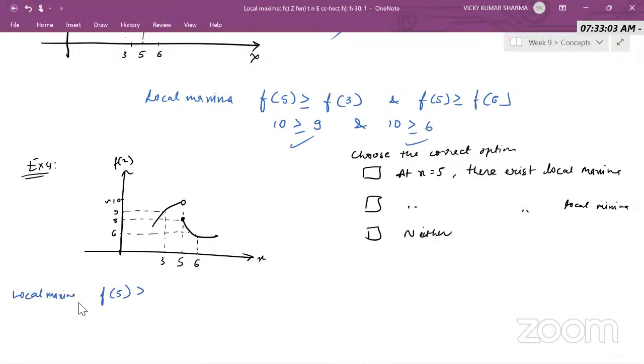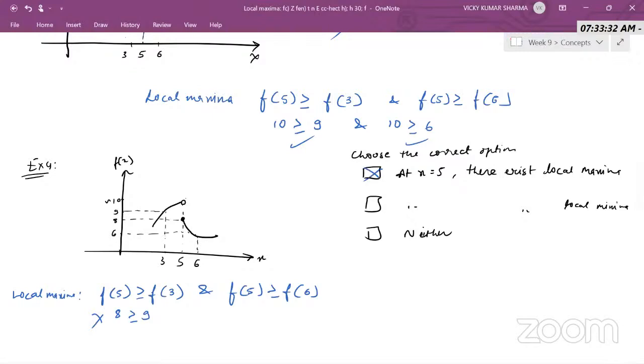So first let me write down local maxima, and then we look at the local minima condition. f of 5 has to be greater than or equal to f of 3, and f of 5 has to be greater than or equal to f of 6. Let us write down the corresponding values. What is f of 5? f of 5 is 8. So is 8 greater than or equal to f of 3? What is f of 3? It is 9. So this is wrong.